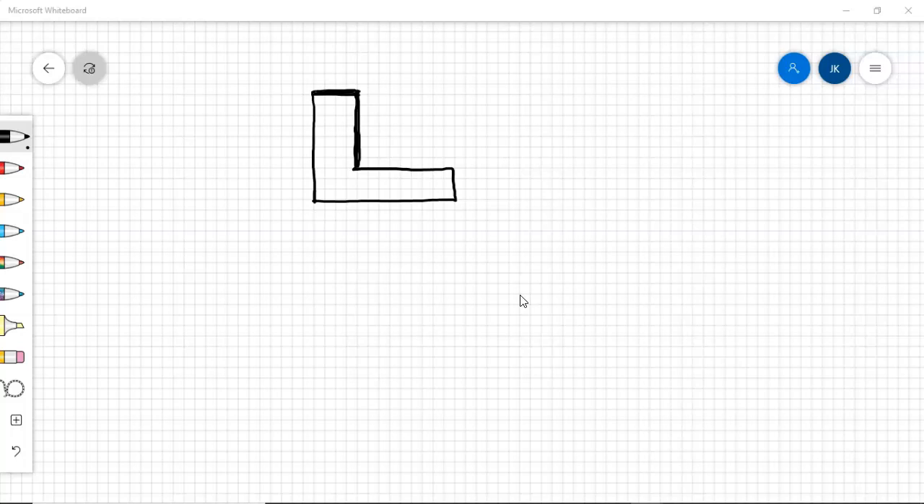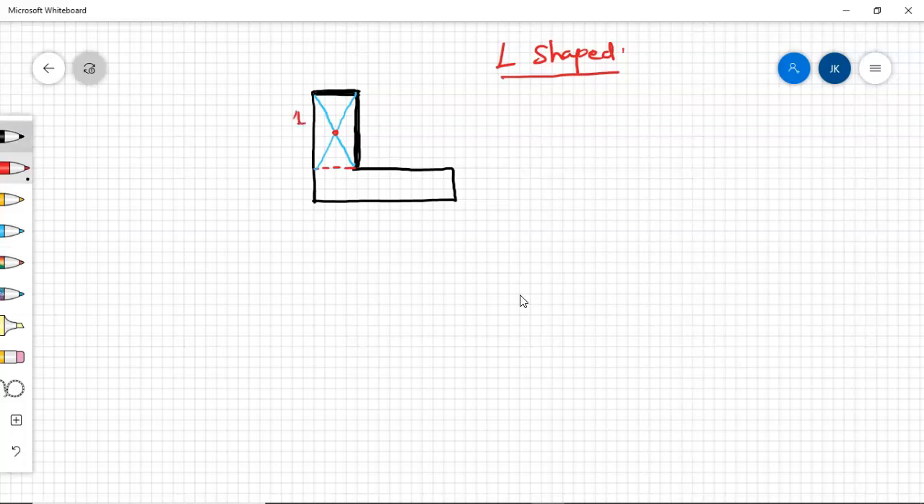Now I am going to find the center of mass for an L-shaped object. How do we find this L-shaped object's center of mass? First, I want to split this L-shape into two shapes, a rectangle and another rectangle. And here I find the center of mass by drawing these two lines. And here I found the center of mass for the first rectangle.